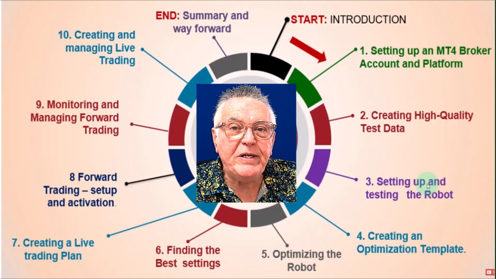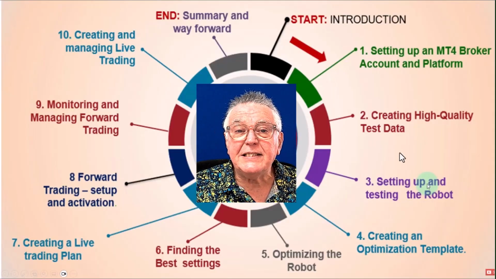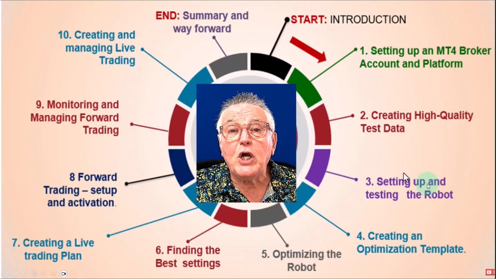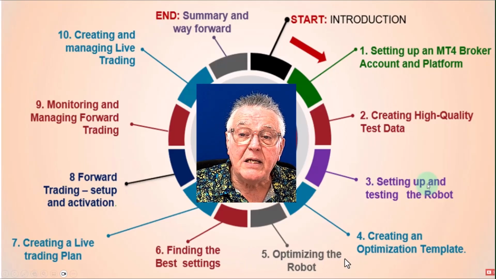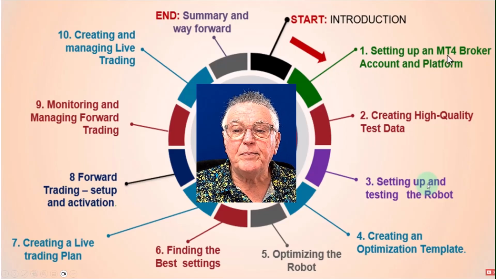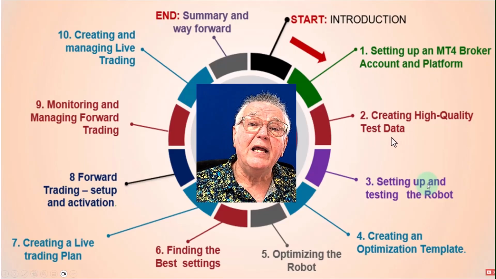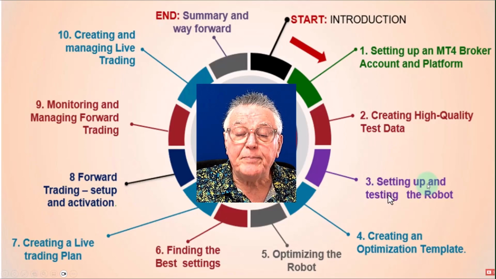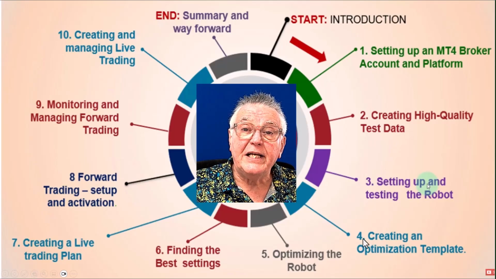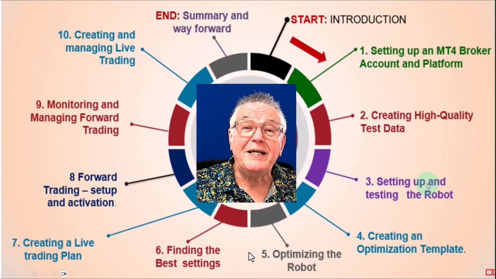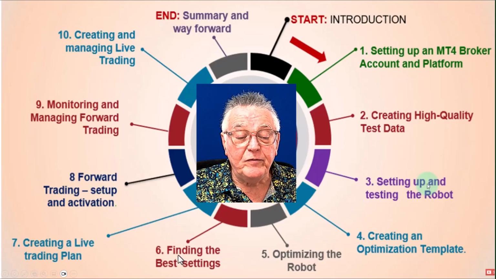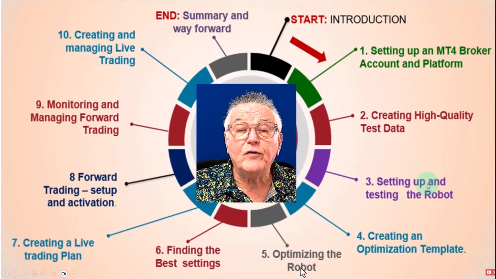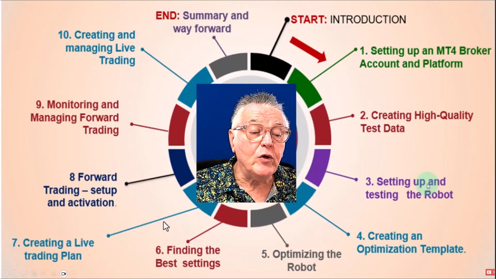Okay, so what we're going to be doing today is, this is the cycle that you would go through to generate fantastic robot trading results. And I'm not going to go through it in detail, but you set up a broker account, you create high quality testing data, you set up the testing, you create optimization templates, very important. You optimize the robot, you find the best settings, and I have already covered videos on how to find the best settings from your optimized results. Then you create a live plan.